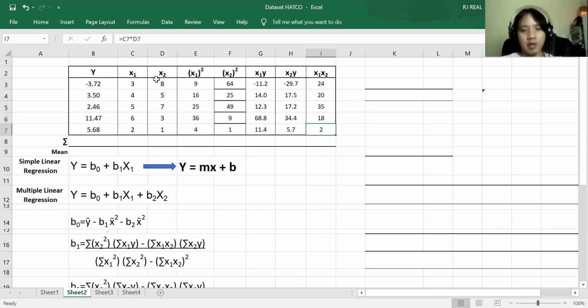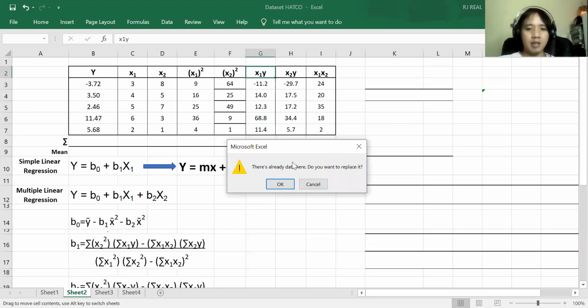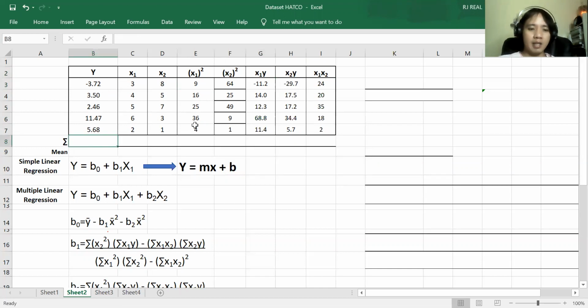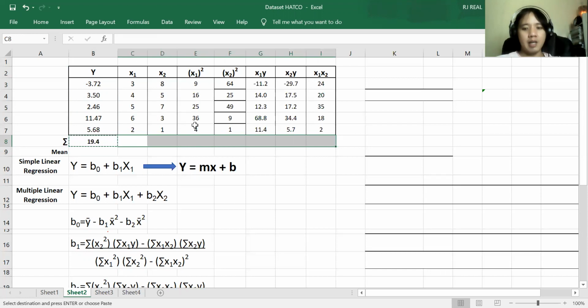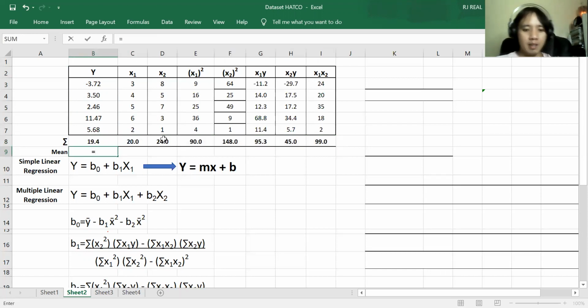Alright. Now, if we have done computing the individual value of these guys, then we can already get the summation value of all these data set, of all these guys. Sum. Right? Then same goes to the other. And actually, we can also get, if you want, the mean value, the average value. Average.